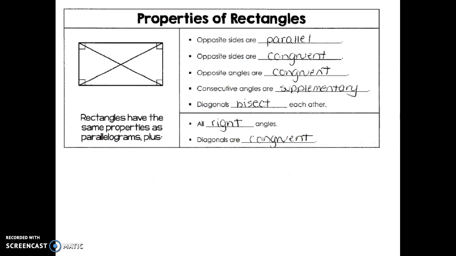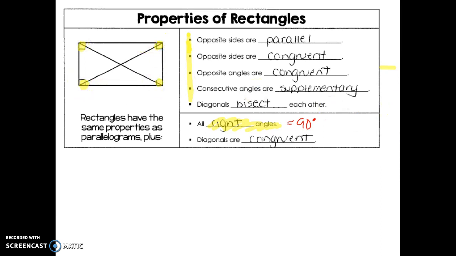So hopefully you did not have any trouble with your parallelogram questions. So let's move on to rectangles. Rectangles have the same properties that parallelograms do. So those are the same properties. However, we have two new properties, and that is that all of the corner angles are right angles, aka they're all going to be 90 degrees. So these in the corner will all equal 90 degrees.